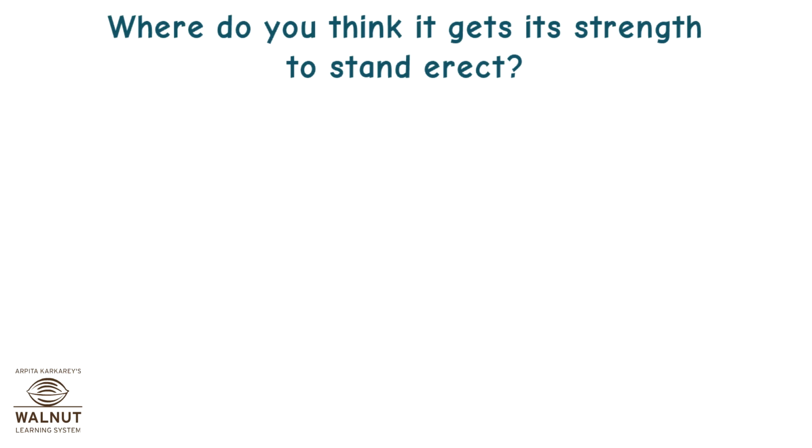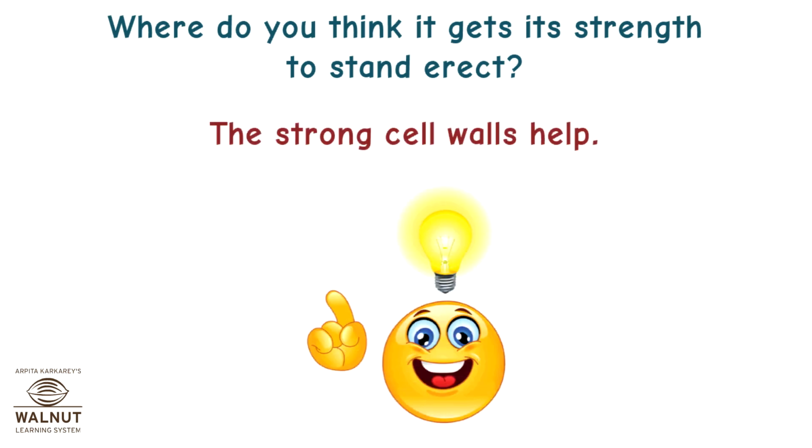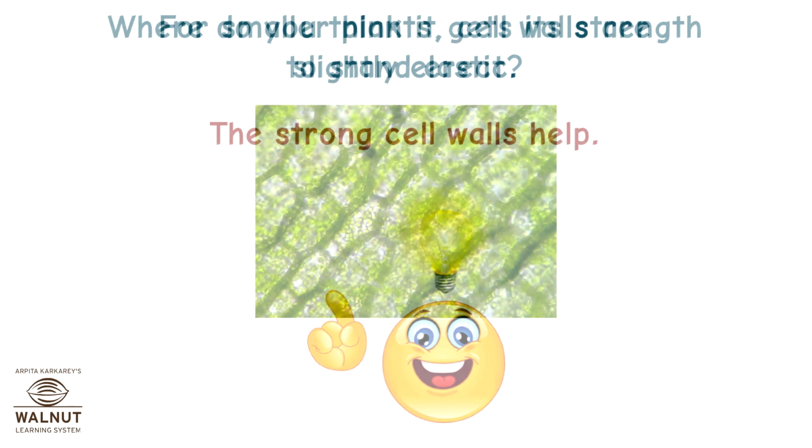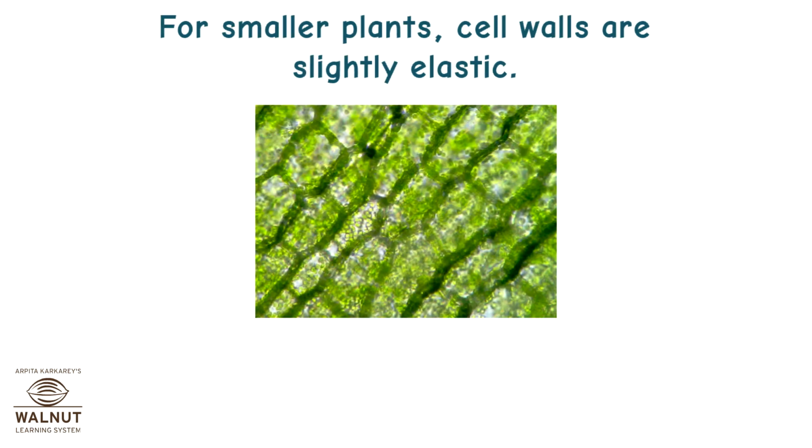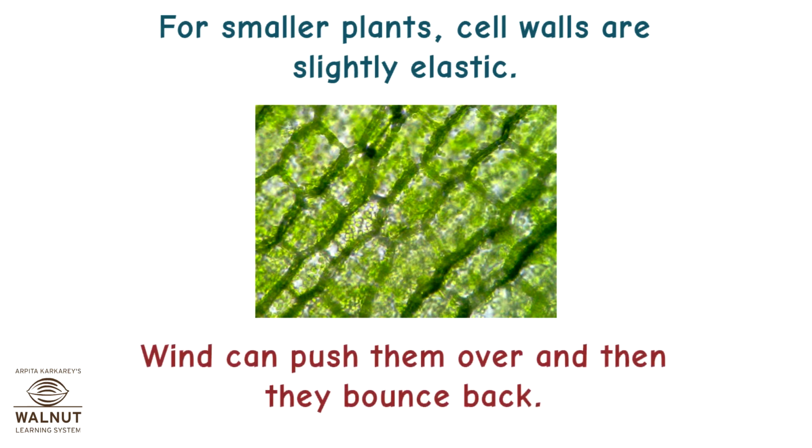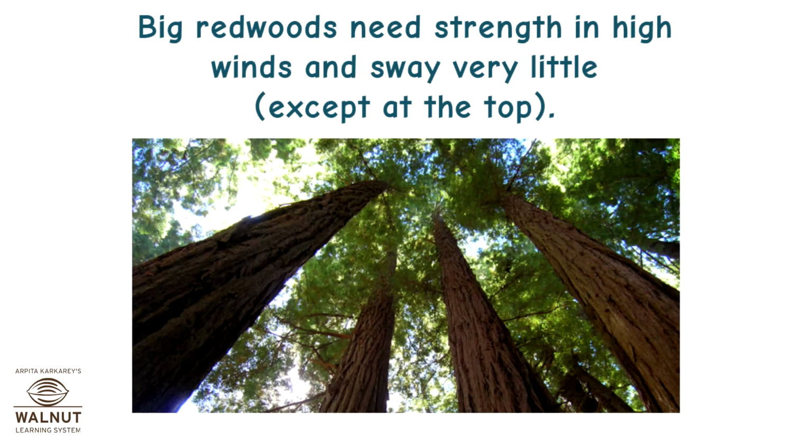Where do you think it gets its strength to stand erect? The strong cell walls help. For smaller plants, cell walls are slightly elastic. Wind can push them over and then they bounce back. Big redwoods need strength in high winds and sway very little, except at the top.